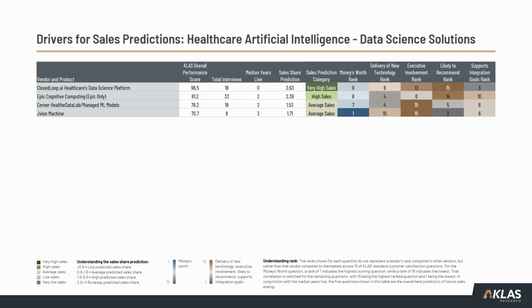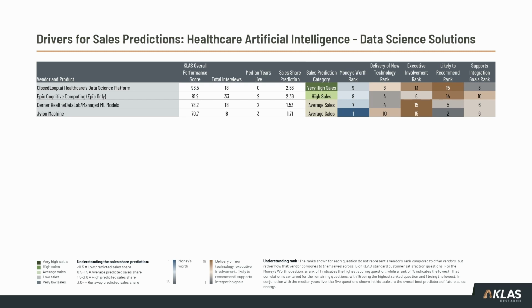And then both Epic and Cerner are doing pretty well. You can see that Epic, however, has a much higher likely to recommend rank than Cerner. However, Cerner's executive involvement rank is significantly higher. Javion, who used to be what we would consider like one of the highest and fastest growing vendors, has actually seen a drop off. And some of that has to do with the likely to recommend and the money's worth predictions that we're seeing here.